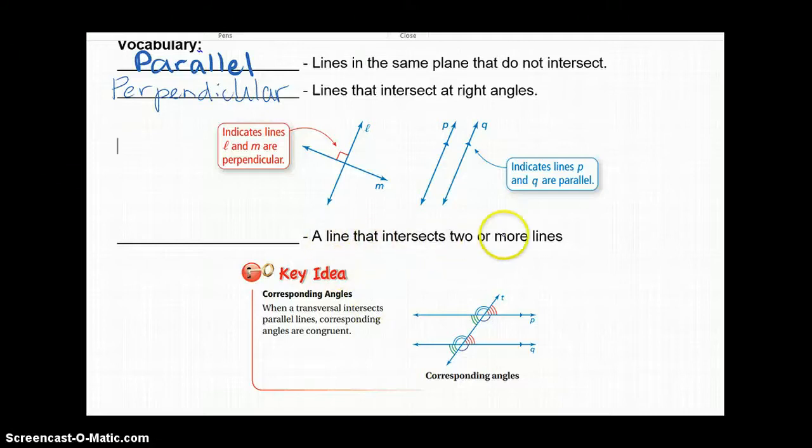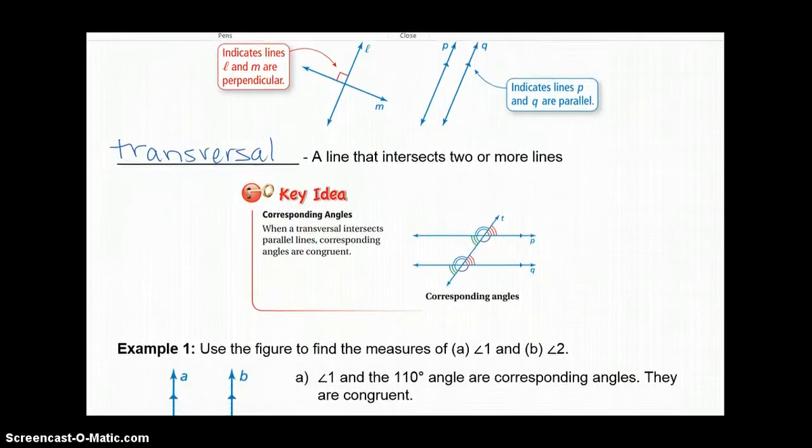A line that intersects two or more lines, we're going to call this a transversal. That is the line that cuts between them. So if you look down here, there's the transversal. Corresponding angles, if you read the key idea right here: when a transversal intersects parallel lines, corresponding angles are congruent.